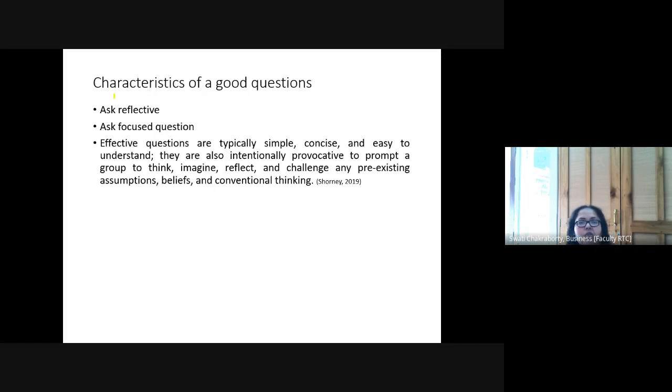So what are the characteristics of a good question? Ask reflective questions, ask focused questions. It should focus on the problem and be reflective, where people can actually think. You're asking people to reflect on that situation to give the answer. An effective question is simple, concise and easy to understand. It is also intentionally provocative in a positive way, to prompt a group to think, to imagine, to reflect and challenge any of their pre-existing assumptions, beliefs, their conventional thinking. So you're forcing them to think.